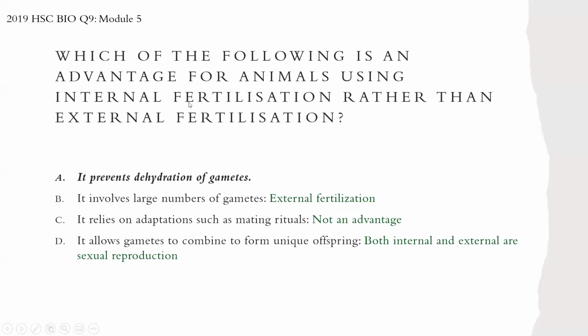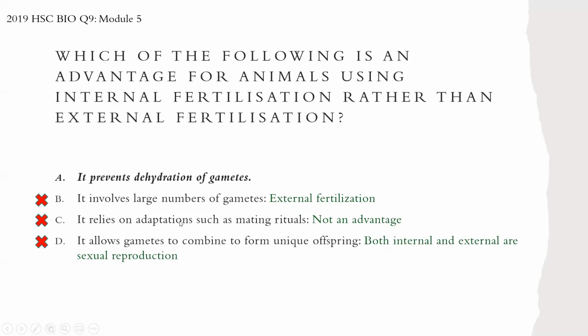So internal fertilization will typically be done on land, and external fertilization is more something you'd see in water. Salmon being an example of water-based external fertilization. So the reason it's not going to be B, C, or D is because firstly, B involves a large number of gametes. So that's an example of external fertilization. You can think of humans, there's not going to be many gametes each time someone is pregnant.